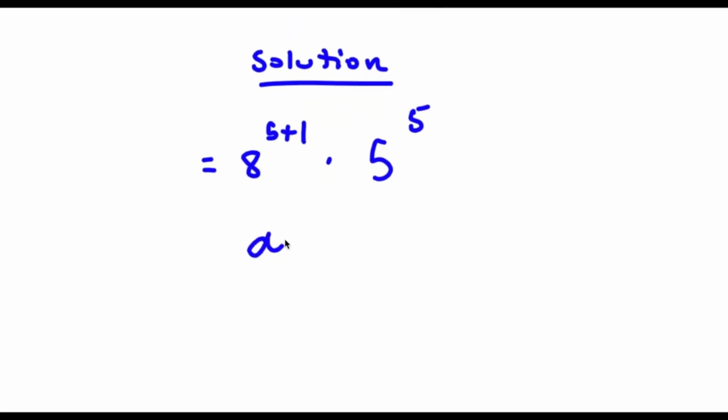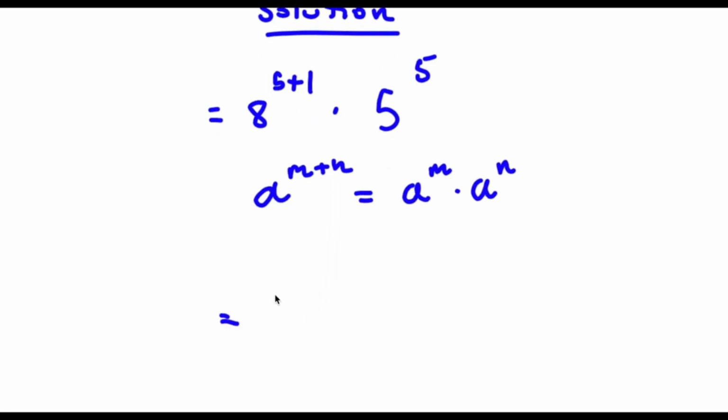Now, if I have something in the form a to the power of m plus n, this is the same thing as a to the power of m times a to the power of n. So a to the power of 5 plus 1 is going to equal a to the power of 5 times a to the power of 1. Now this times 5 to the power of 5.